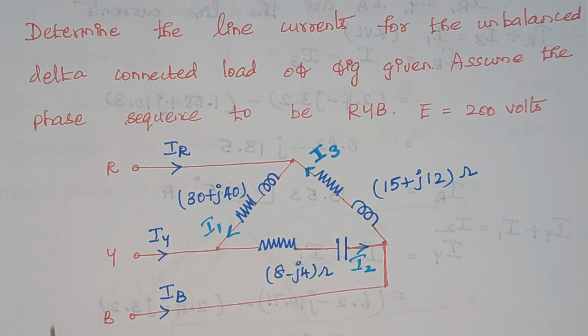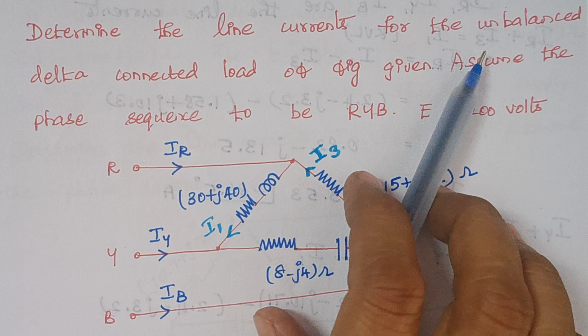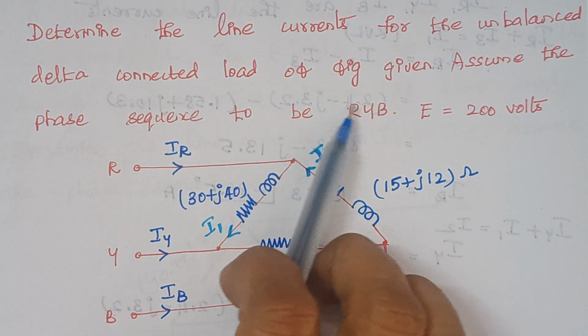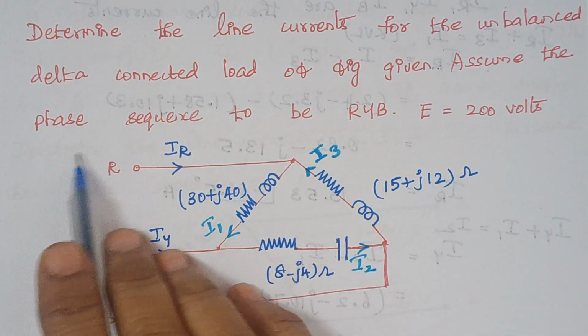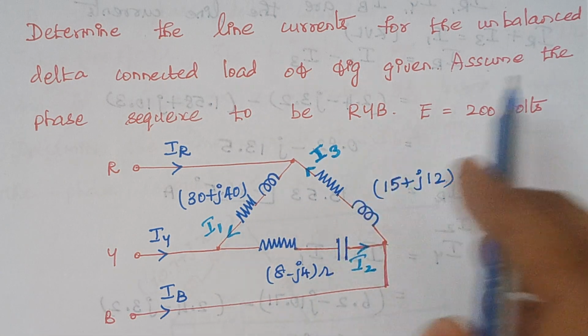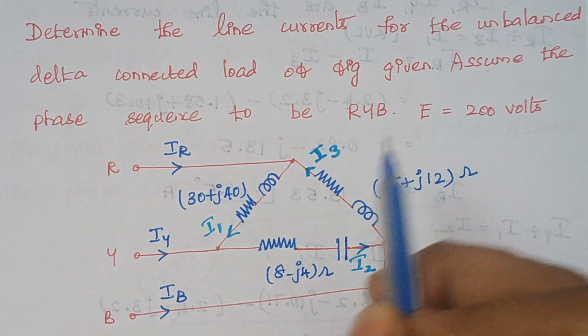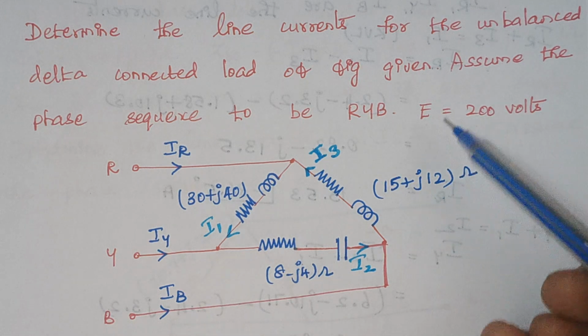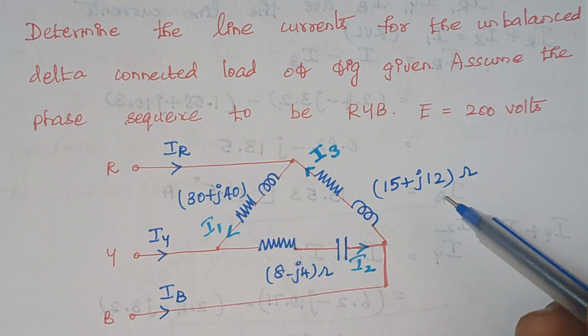The problem is: determine the line currents for the unbalanced delta connected load of the figure given. Assume the phase sequence to be RYB and the value of E is 200 volts. So here, what do we mean by an unbalanced delta connected load?